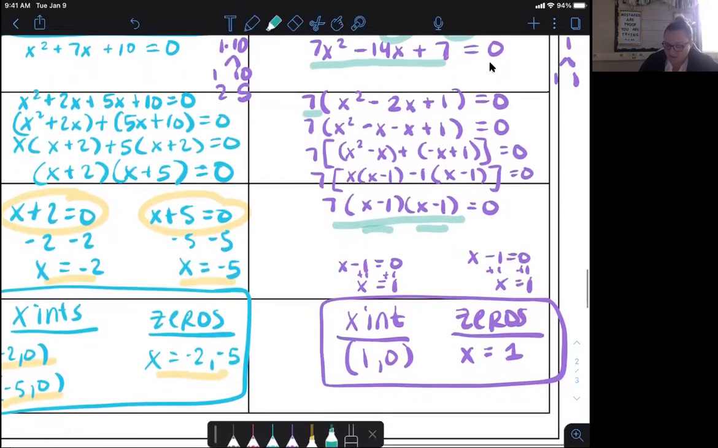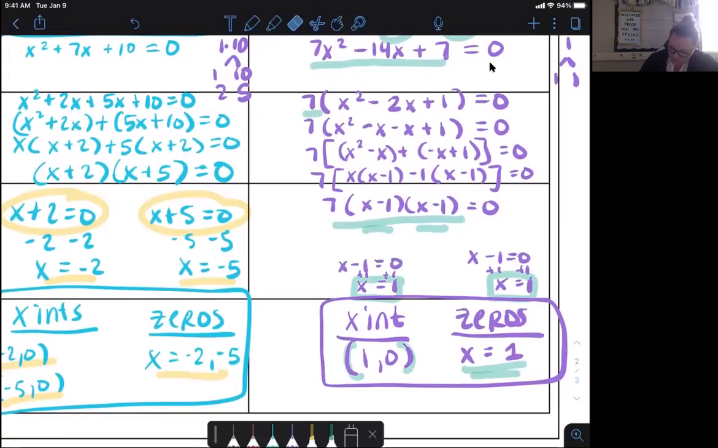So x minus 1 equals 0, and then x minus 1 equals 0. When I solve for x in both of those, I get x equals 1 and x equals 1. So because of that, I know that I only have one solution. I only have one x-intercept, and that's going to occur at (1, 0), and my zero is at x equals 1. So even though it happens twice, you only have to list it once.